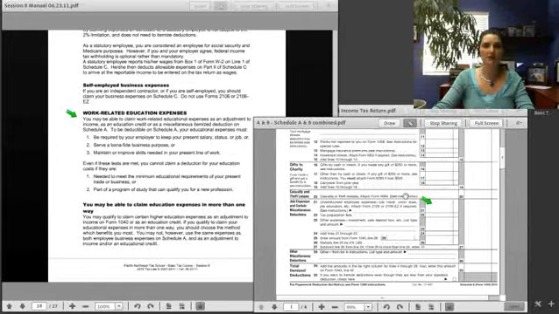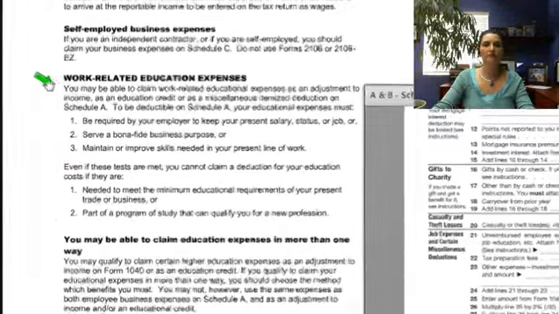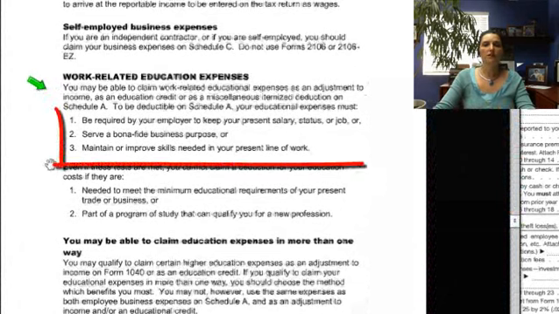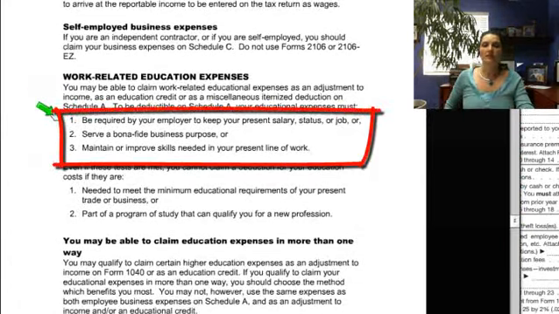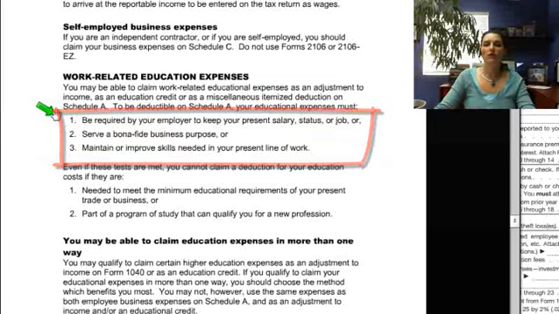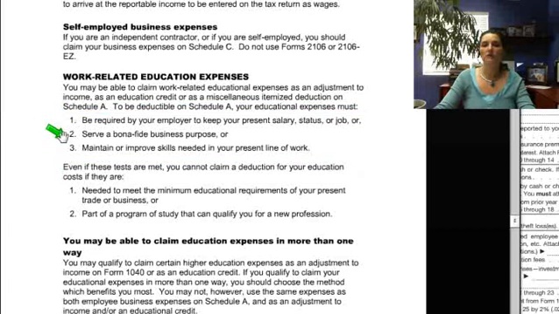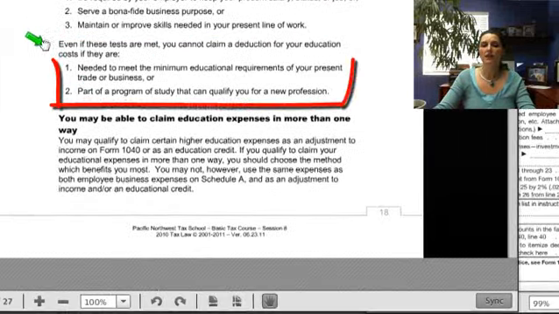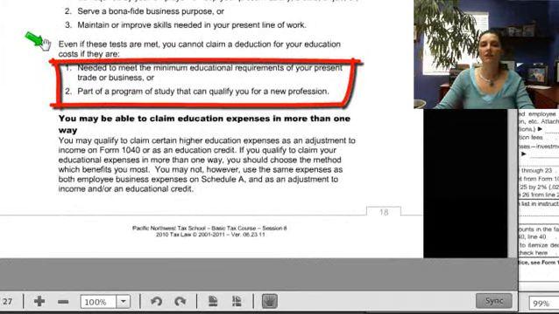So, in order to claim the expenses on Schedule A, the expense must be required by your employer to keep your present salary, status, or job, or serve a bona fide business purpose, or maintain or improve skills needed in your present line of work. Even if these tests are met, you cannot claim a deduction for your education costs if they are needed to meet the minimum education requirements of your present trade or business, or are part of a program of study that can qualify you for a new profession.